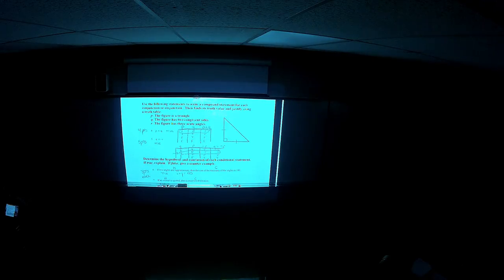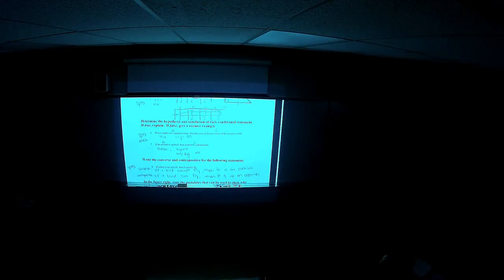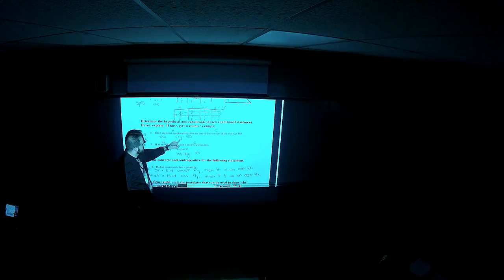Okay, all right, number 6 and 7. If two angles are supplementary, then the sum of the angles is 180. That is a true statement because of this. That was actually one of our postulates. It was one of our theorems, in fact, the supplement theorem, which was theorem 2.3.